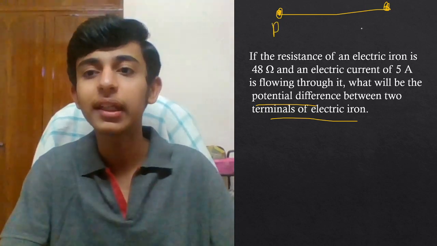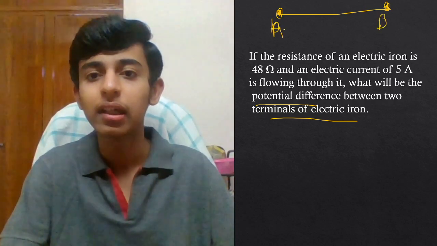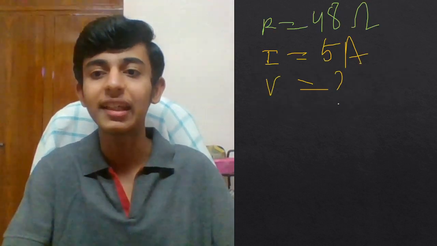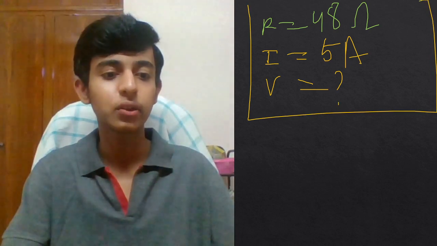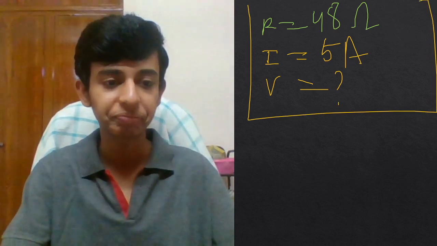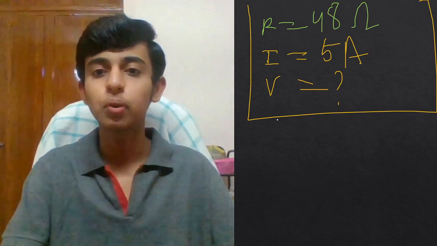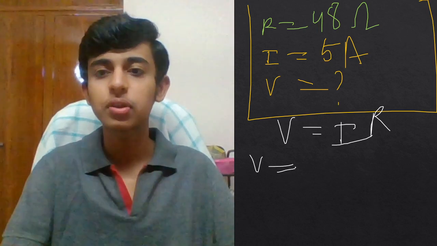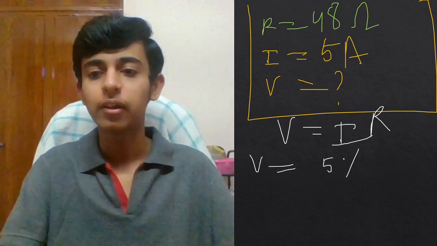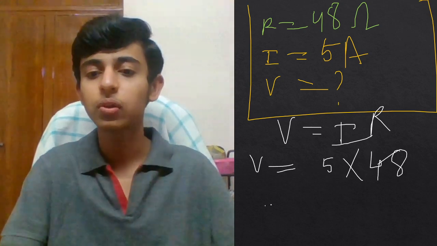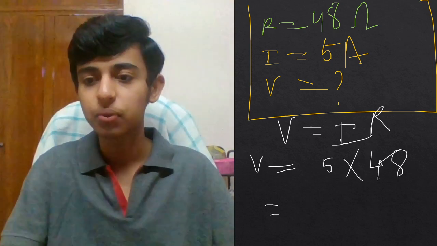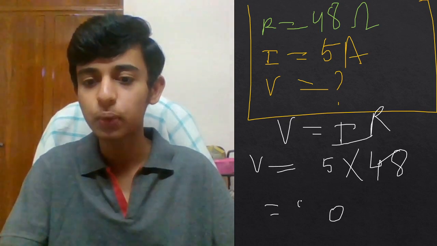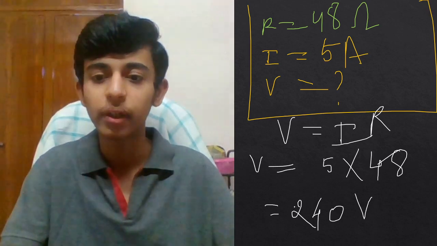So from one terminal to the other terminal, let's say this is A and B. What is going to be that potential difference if we have these values? So we have to find out V. Easy now. Now let's solve it. According to Ohm's law, V is equal to IR. Simple substitute. I is given to you 5, R is given to you 48, so you are going to get 240 volt.